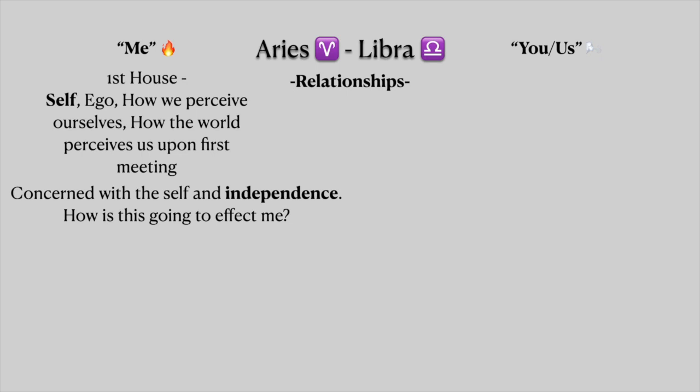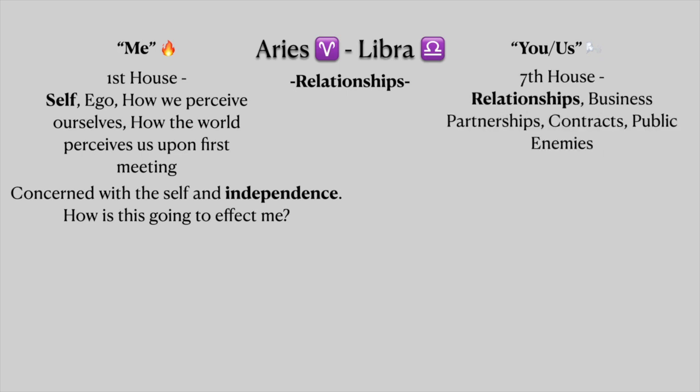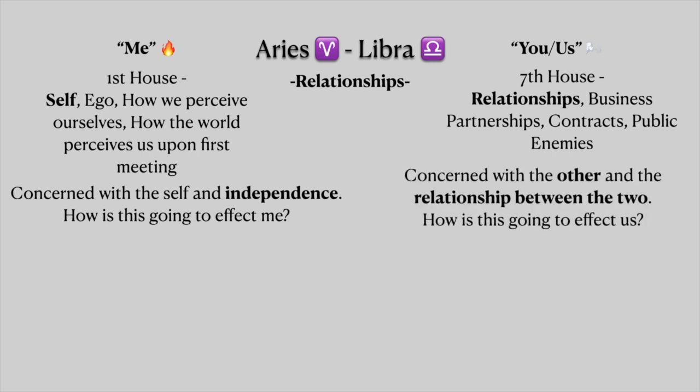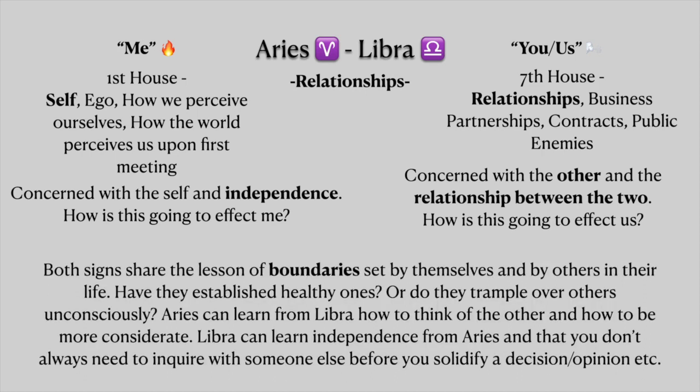How is this going to affect me? Libra rules the 7th house of relationships, business partnerships, contracts, and public enemies. Libra is concerned with the other and the relationship between the two. How is this going to affect us?